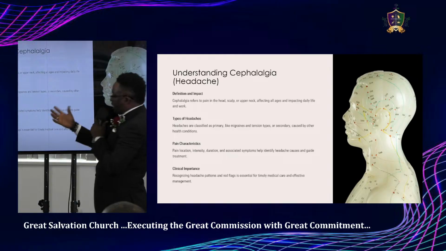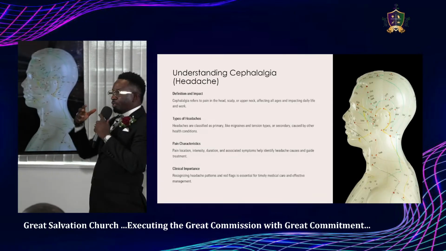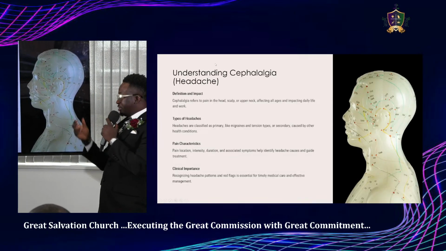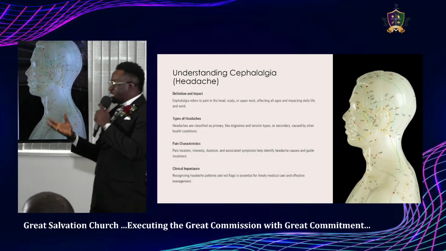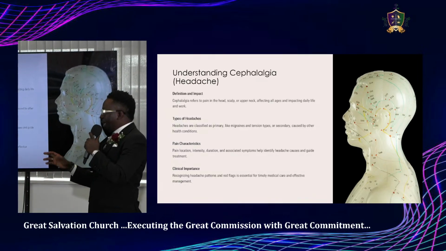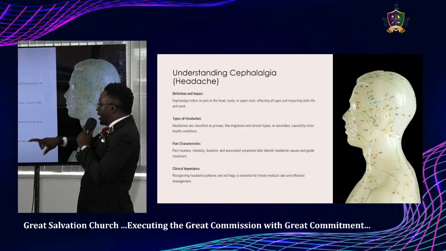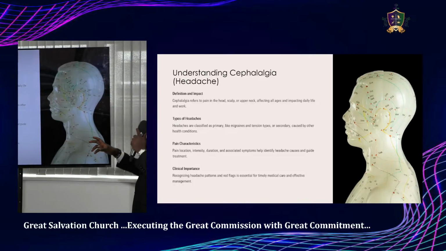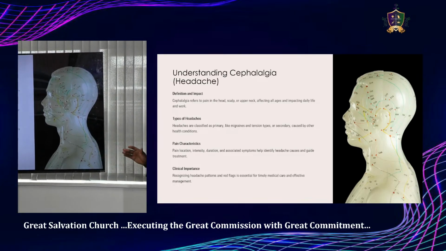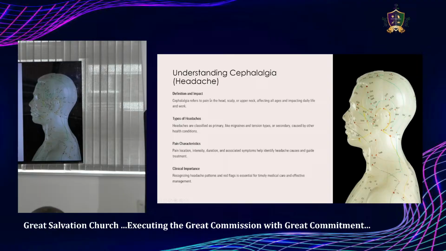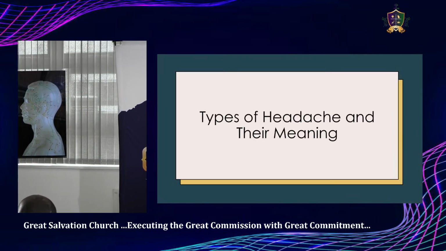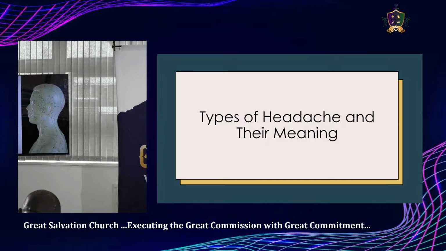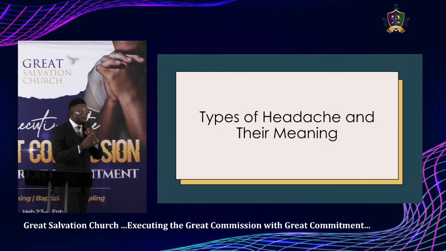So what are the things we need to look at? When we're talking headache, one way to track what type of headache it is, is looking at the location, the intensity, the duration, and the other signs associated with the headache. Then recognizing the pattern and red flags is also essential for timely medical care and effective management. As we go ahead in this discussion, I said we have about 20 headaches, but we've been able to sieve it and know the ones that might be particularly important to us. Let's go to the next slide.